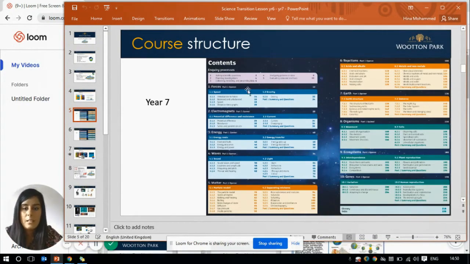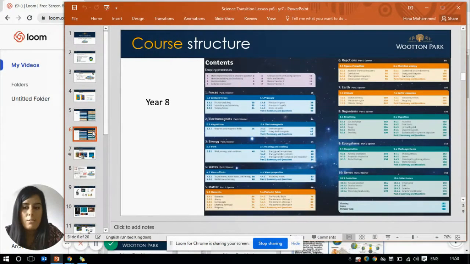So we've got things like, in blue, the physics topics, so forces, energy, waves. In orange, we've got the chemistry topics, looking at the particle models, acids and alkali. And then in green, we've got the biology topics, things like looking at cells, variations, genes.